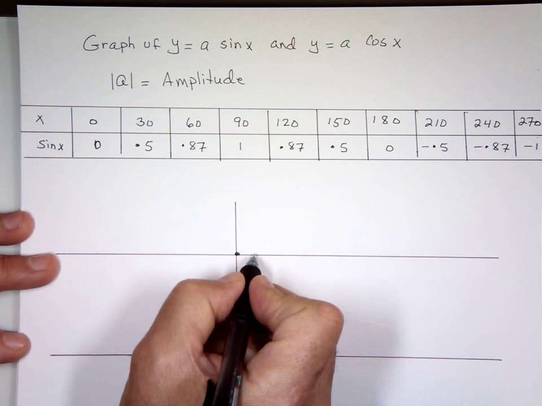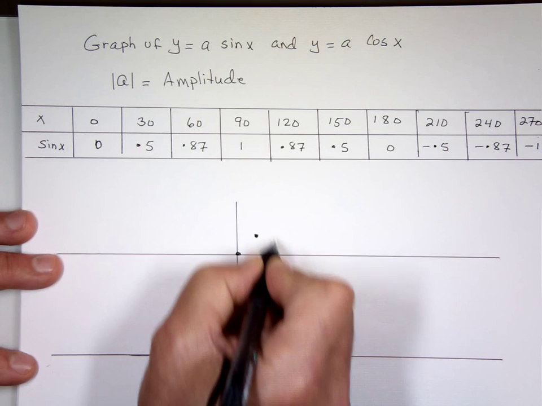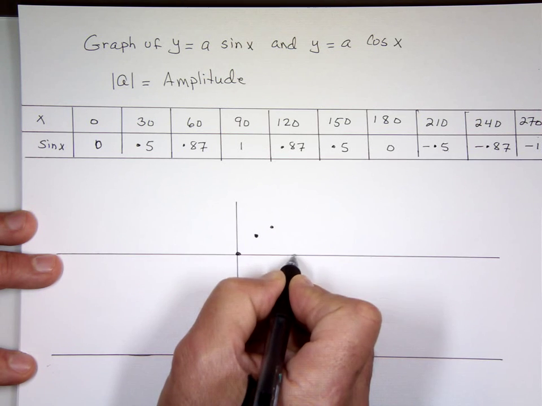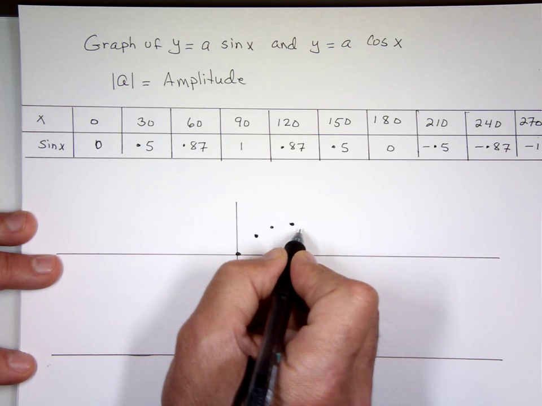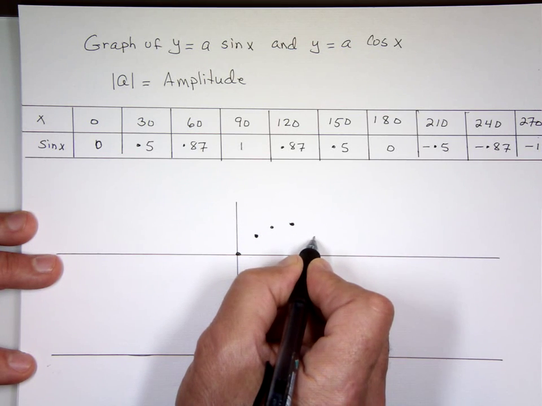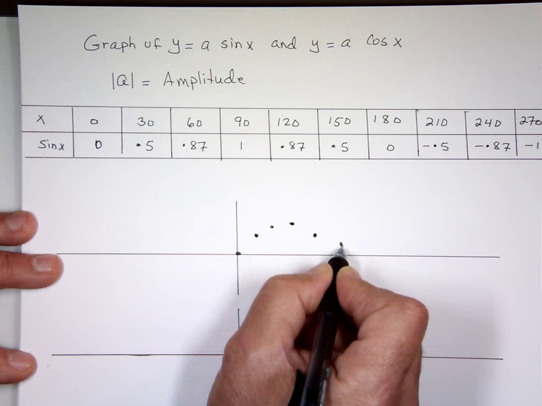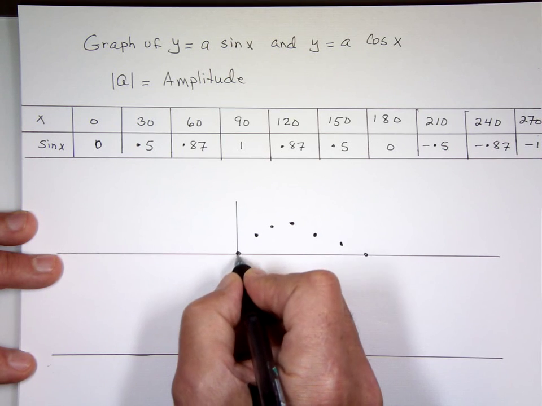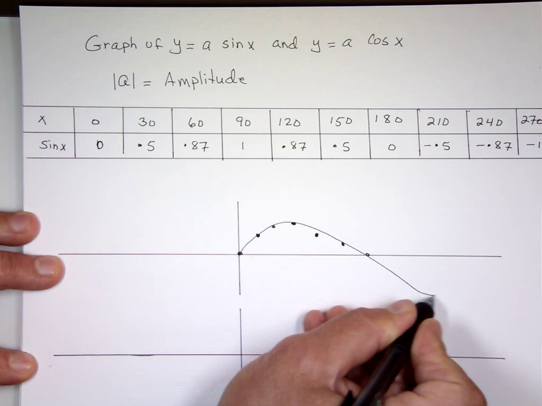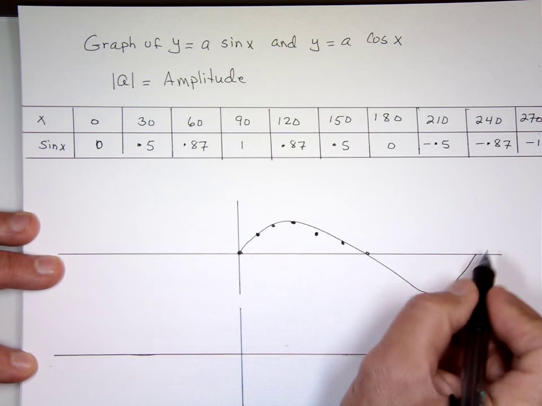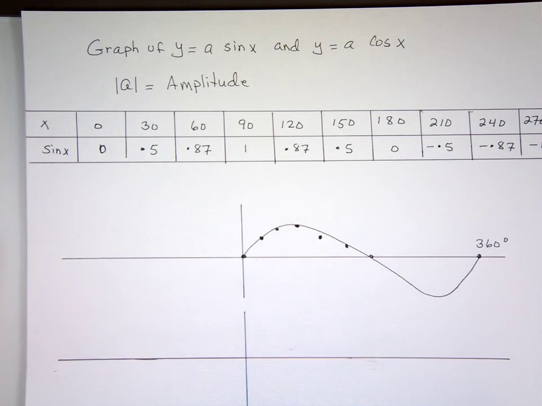When it's 30 degrees, sine of 30 is 0.5. When it's 60 degrees, 0.87. When it's 90 degrees, 1. When it's 120, 0.87. 150, 0.5, 180, 0. So you're going to find out the graph looks like this. And it repeats itself. It takes 360 degrees to repeat itself. That's known as one full period.